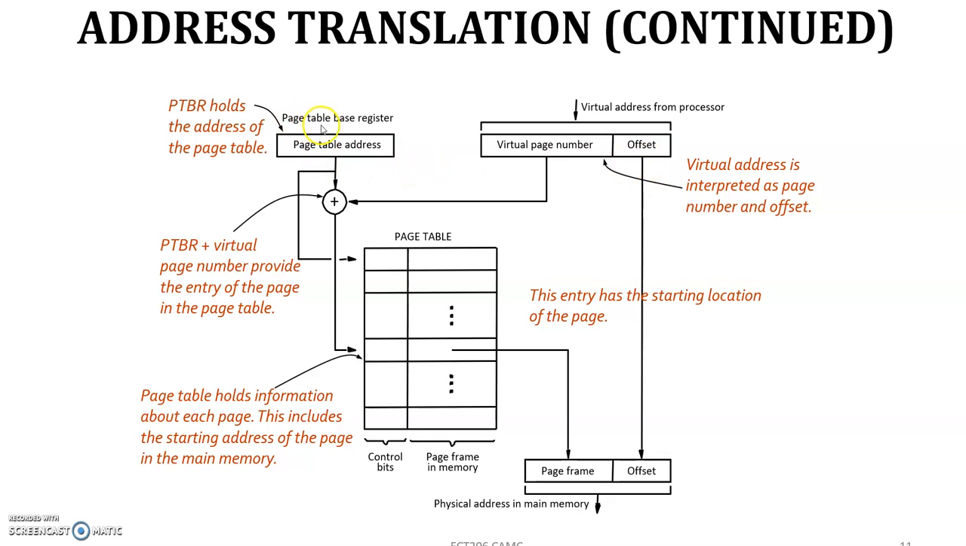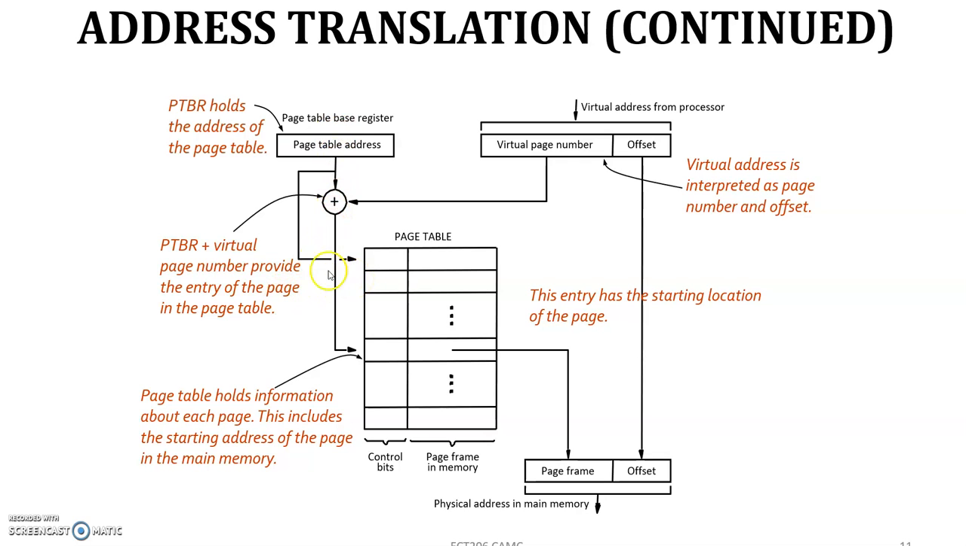We have a page table base register. The page table base register contains the starting address of the page table. The address from where the page table begins is indicated by the page table base register. It holds the address of the page table. So the starting address will be placed in the page table base register.